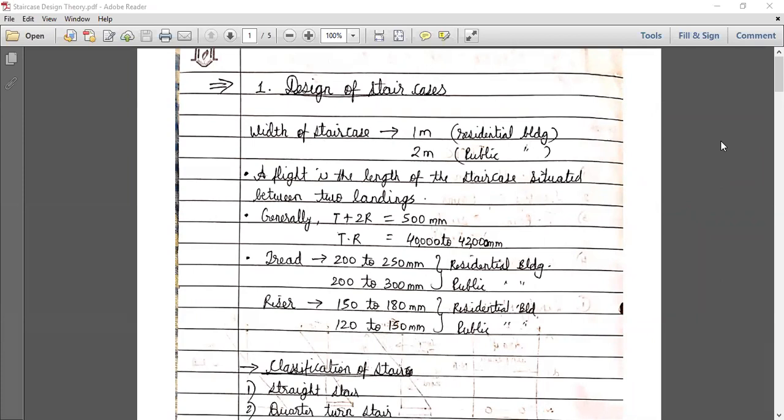And then you know tread and riser. So what is tread and what is riser? I hope you already know these things, so I'm just asking you about tread and riser. The horizontal component is known as tread and the riser is the vertical component.